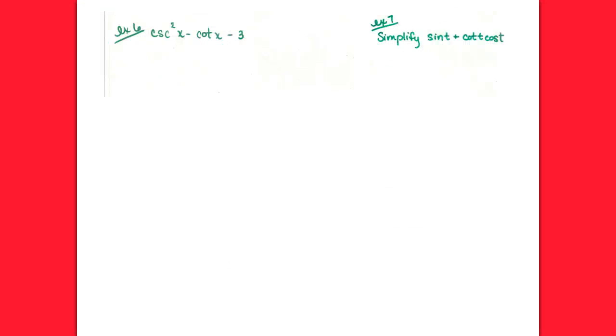All right, let's look at the next one. Example 6, they give me cosecant squared minus cotangent minus 3.